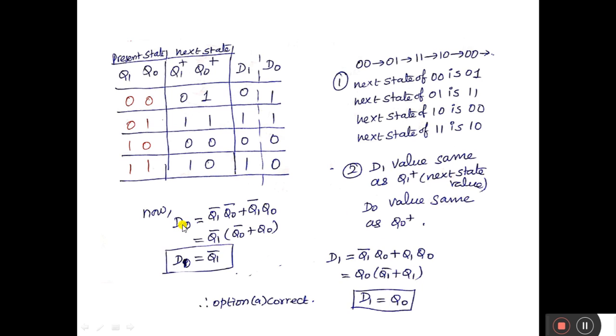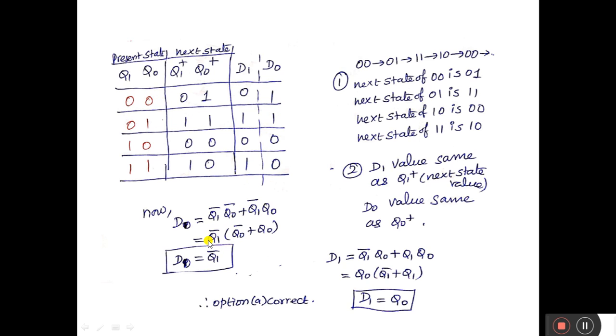The expression for D0 now, here 0, 1, 0, 1. I can take wherever 1 is present. So for D0: 1, 1, 0, 0. For D0 expression, 1, 1 present here. So corresponding to this one, Q1 bar and Q0 bar, plus corresponding to this one, Q1 bar and Q0.